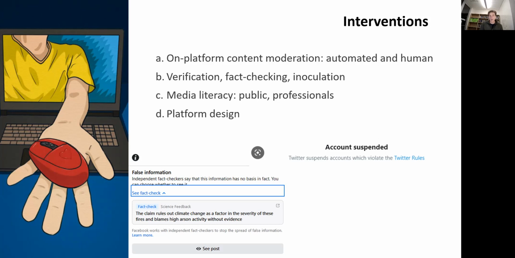There's a lot of research into media literacy, which looks at, over time, clearly this is a long-term strategy, increasing people's ability to discern the quality of information that they find online. Sometimes this is public media literacy. Sometimes it's professional training as well for journalists to help them to deal with misinformation appropriately.